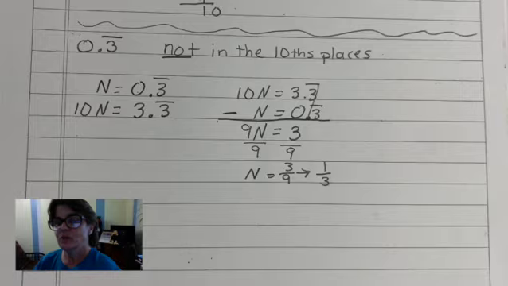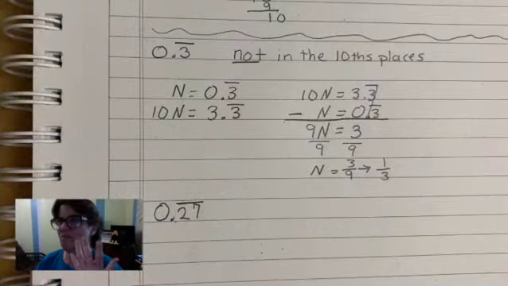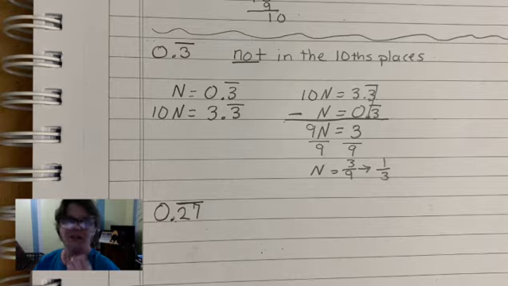And I know what you're thinking. You're thinking, but what if more than one number repeats? Like 0.27 repeating. So if it's 0.27, 27, 27, 27, 27, 27, 27, and it goes on and on and on and on forever. How do we do that one?